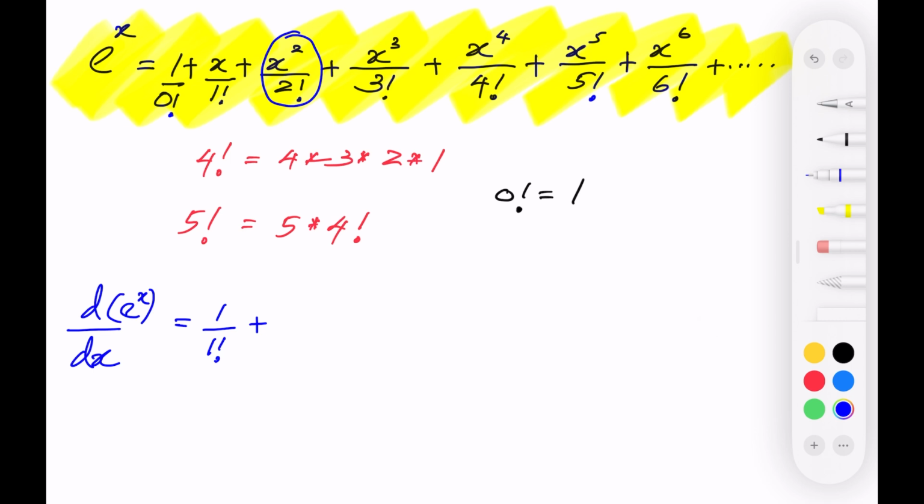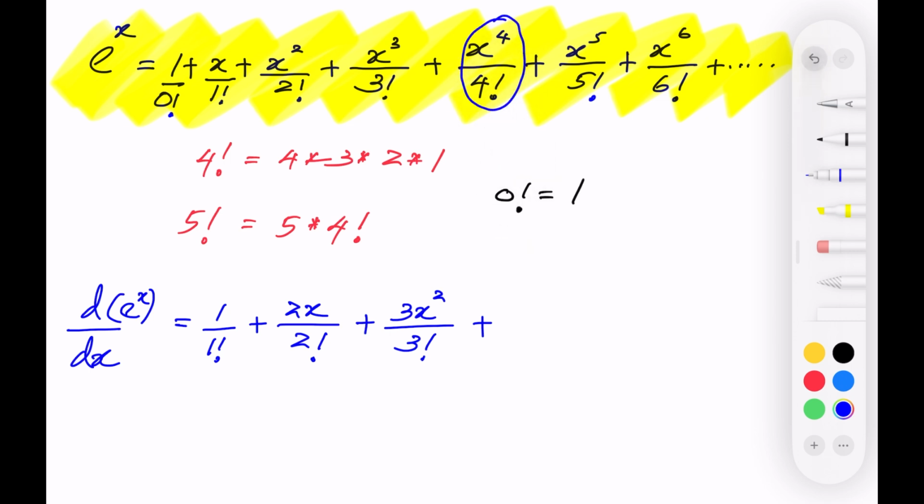And then we have to look at this next term. Factorial 2 is in the denominator, which is a constant. Therefore, the derivative of that term is going to be 2x divided by factorial 2. The next term is x cubed over factorial 3. Differentiate it, you get 3x squared over factorial 3. Differentiate the next term, you get 4x cubed over factorial 4. Likewise, if you differentiate the next term, it will be 5x to the 4th over factorial 5, and so on.